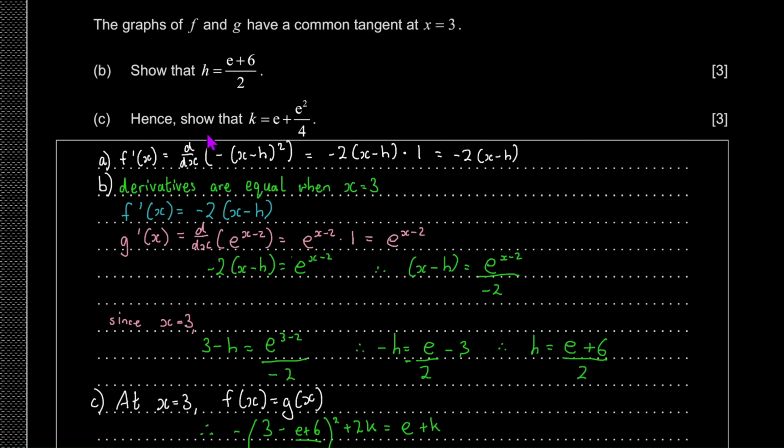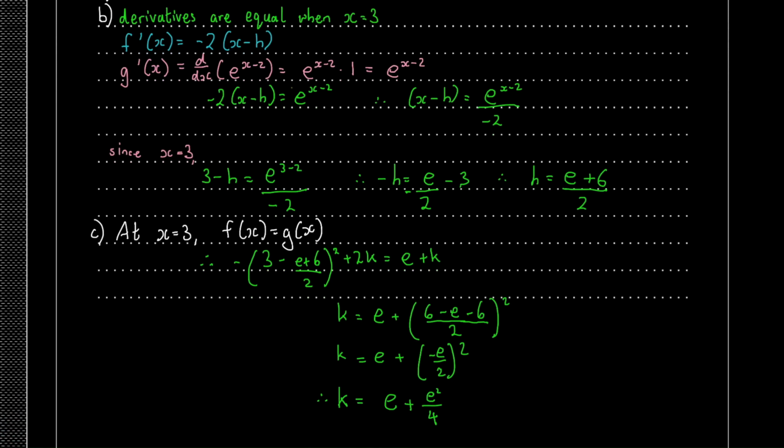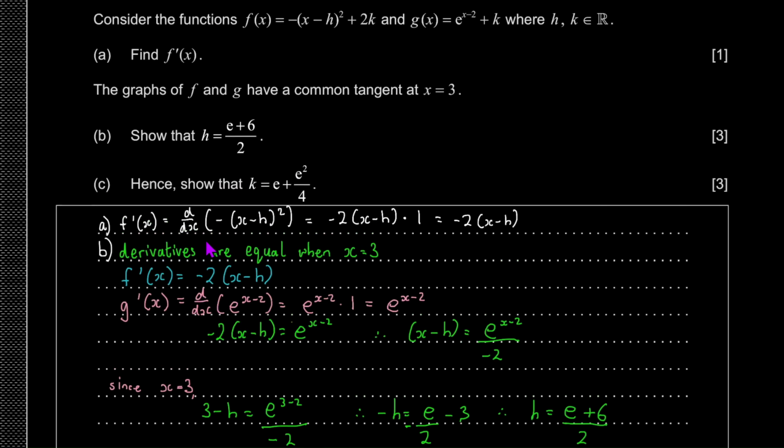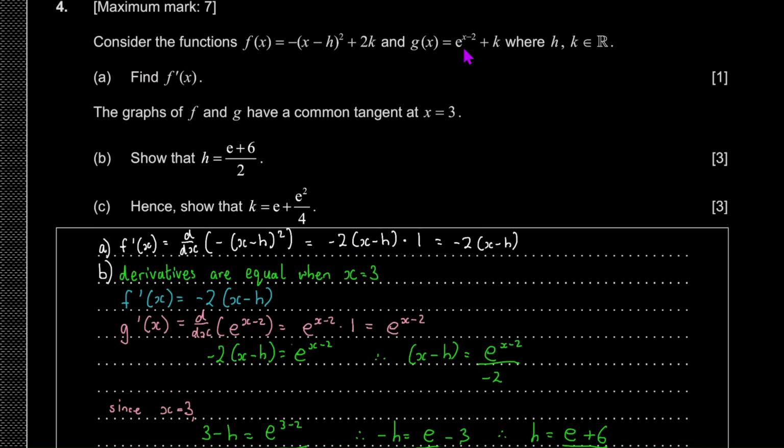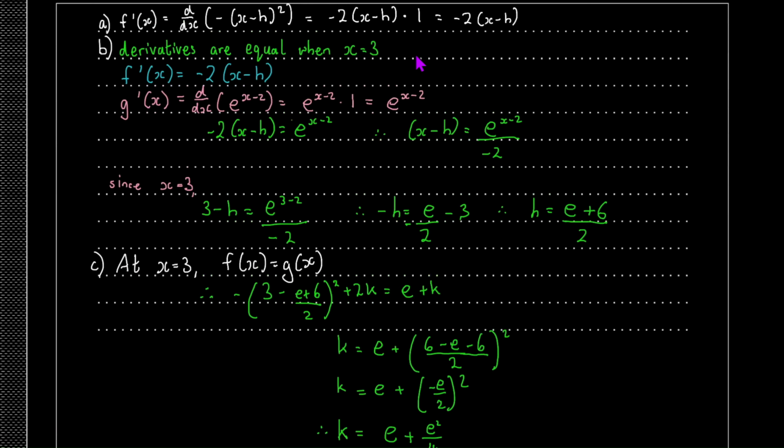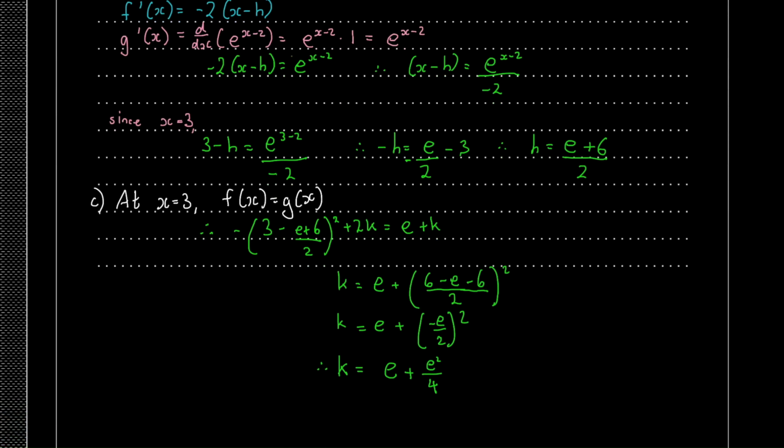The last part asks us to show that k equals e plus e squared over 4. Since we know that at x equals 3, the derivatives are the same, that would also mean that the functional term is also the same. So f of x would be equal to g of x at x equals 3. What that means is if we go up here and we look at what f of x is and what g of x is and replace x with 3, we can find out the value because they both will be the same in terms of their magnitude.